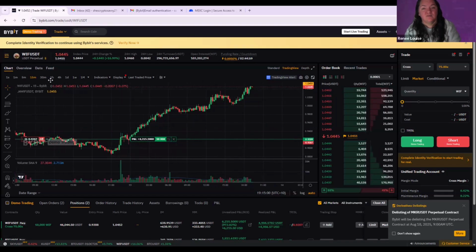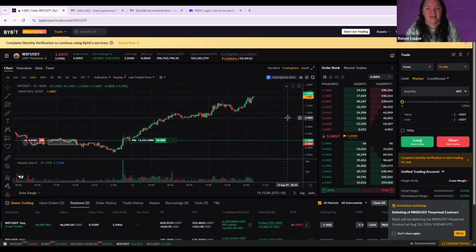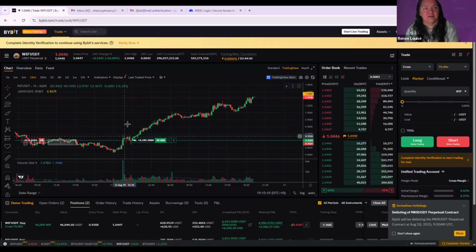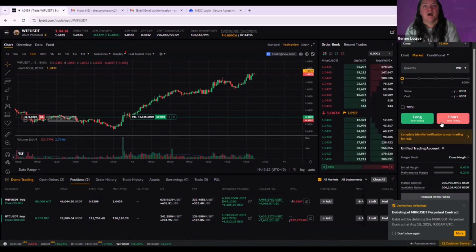And this is WIF, so dog with hat. It's a meme coin. It really has no real value at all, but I just like it because I like dogs, and so I trade it. That's really all it's got going for it. It's a meme coin, it has no actual value apart from trading it. And yeah, just had that manipulation around the time there, and then we had that move.